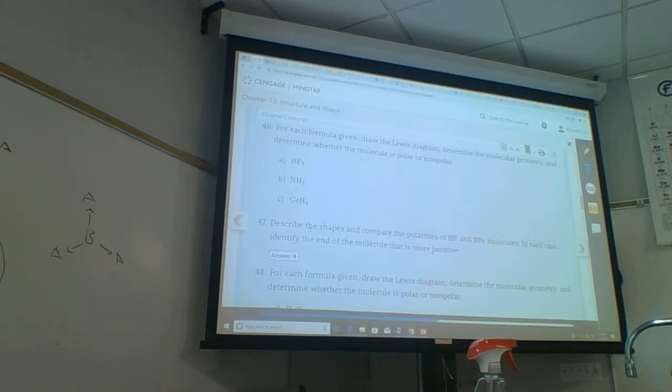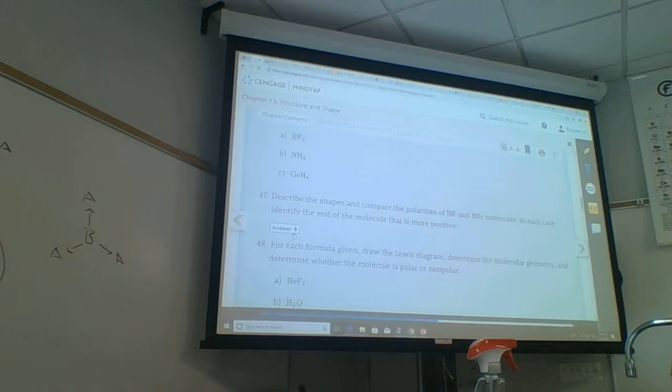Describe the shapes and compare the polarities of HF and HBr. Well, whenever we have two atoms, the shape is easy. Two atoms are always going to be linear regardless of the EPG. It doesn't matter what the EPG is. Two atom molecules are going to be linear. Which one's more polar, HF or HBr?